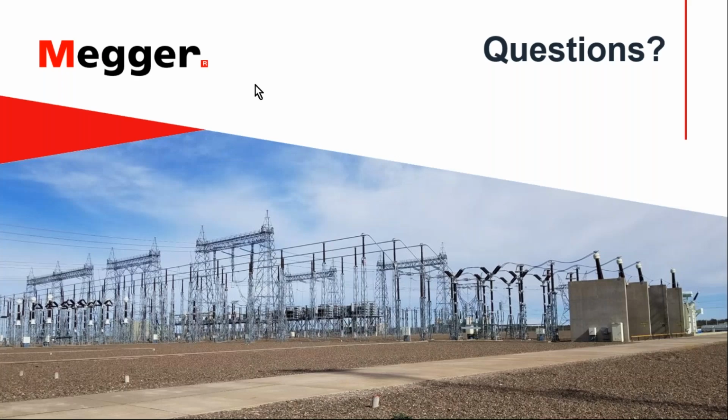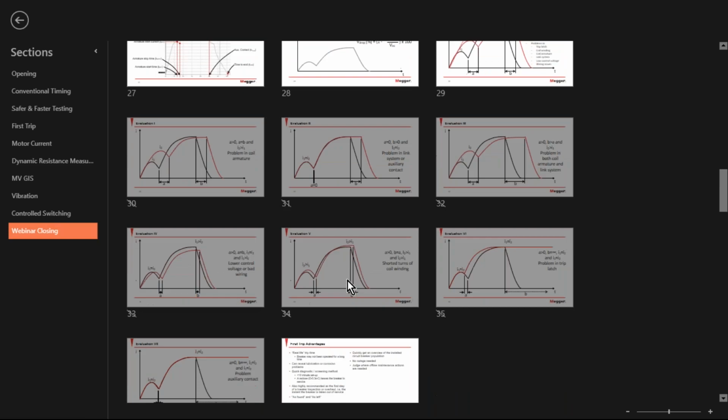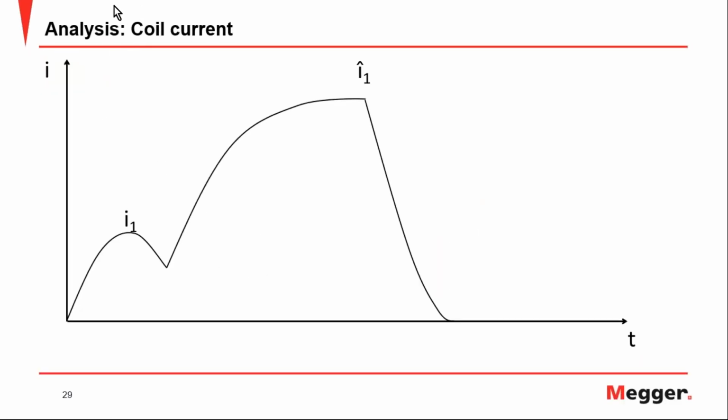Perfect. Could you please explain the differences between the two graphs on the first trip and how to know which one is better? Okay, well, we definitely have a lot of slides on that, but I don't want to spend too much time. I just want to concentrate on this conceptual slide.